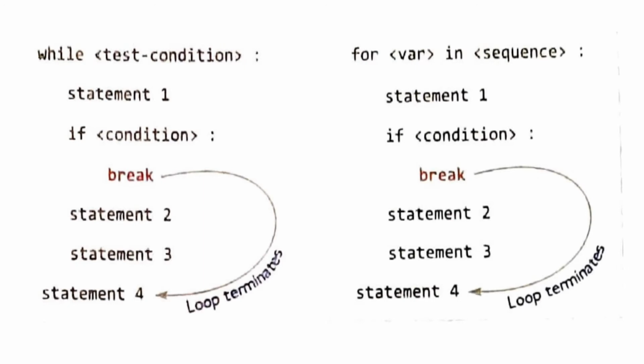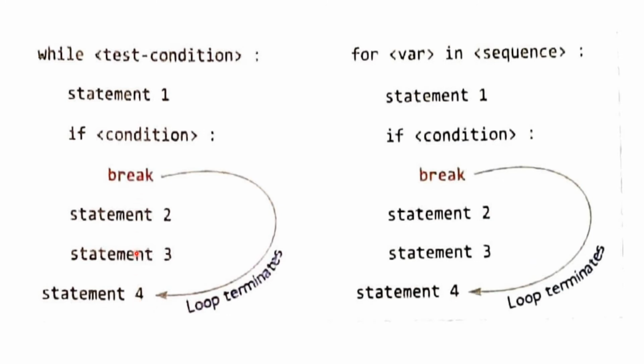Here you can see a while loop is there, and in the while loop you are having a break. The break statement will skip statement 2 and statement 3 in the while loop, and when the break statement executes after this if condition, the loop will go to statement 4. Statement 2 and 3 will be skipped.